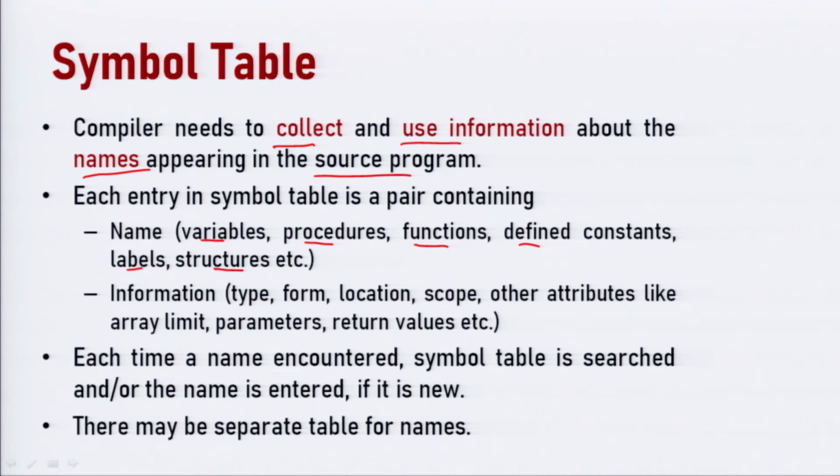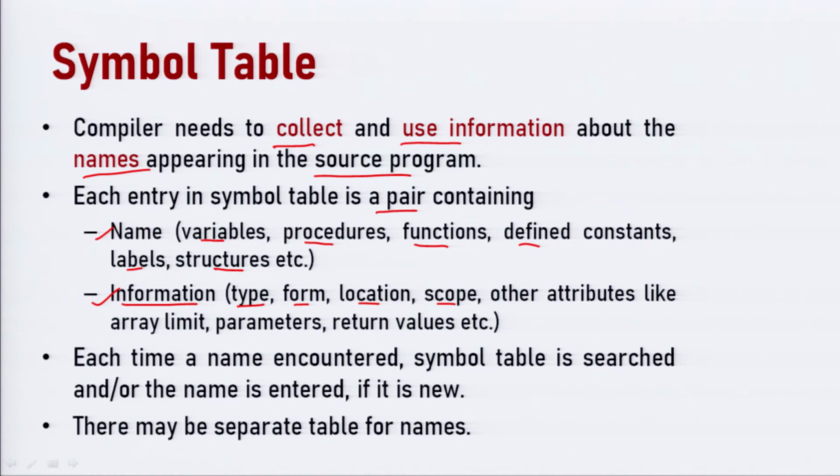So, each entry in symbol table is defined using a pair, and this pair consists of two fields, name and information. Under name, name could be variable, procedures, functions, defined constants, labels or structures, and in information we store certain attributes related to names appearing in program. So, in information it could be type, meaning variable is integer type, real type, string type. Next is the form, that variable is simple variable or structured variable. Then the location in the memory of the variable. Then the scope, scope means variable could be global variable or it could be the local variable.